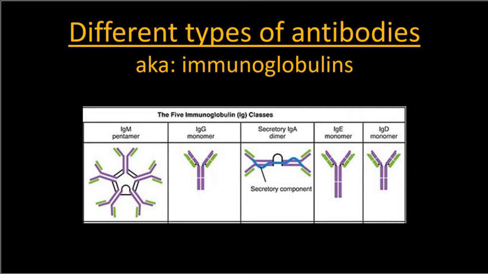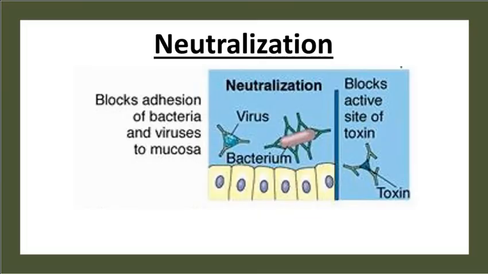We know that the plasma cells make them, and we know that the antibodies fight disease, but we haven't talked about exactly what they do. Okay, the first process we're going to talk about is called neutralization. And neutralizing something basically in this sense means to make it harmless, something that cannot damage.